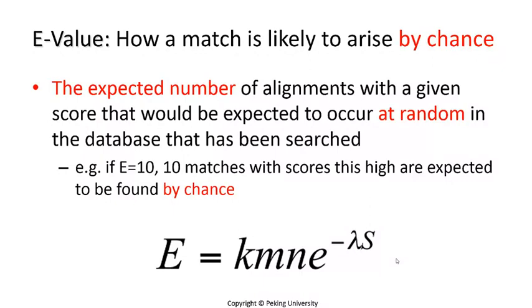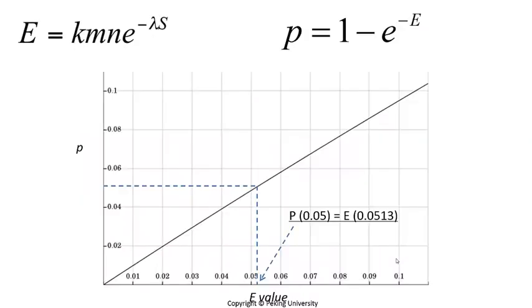The lambda and K in the formula are two correction coefficients related to the scoring system and search space. They are used to correct the effects of different scoring matrices and search spaces on the final results.